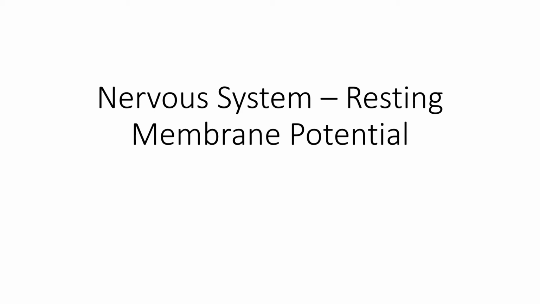Everybody, we're going to start talking about a physiological topic in the nervous system, which is called nerve impulse transmission. So in order to understand nerve impulse transmission, we are first going to discuss resting membrane potential. In your course pack, this information is found on page 95.